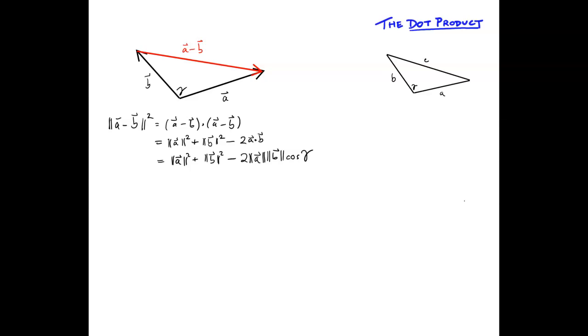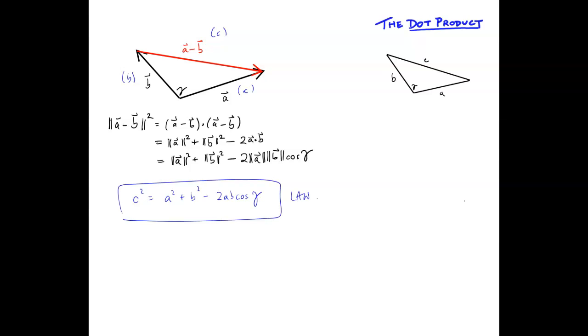And now, that is basically the law of cosines. If we were to translate this over and think of these not as vectors, but just as side A, side B, and side C, that would be telling us that the square of C is the square of A plus the square of B minus 2AB cosine gamma. And that is your old friend, the law of cosines. Now very easy to derive thanks to these properties of vectors and the dot product in particular.